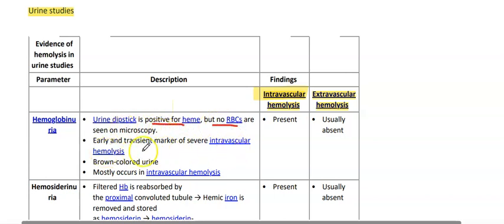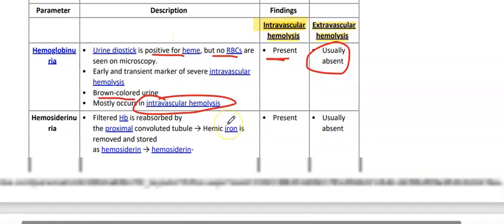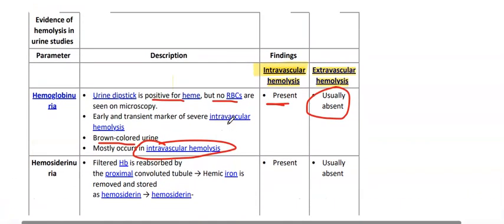It is an early and transient marker of severe intravascular hemolysis. There will be brown colored urine, mostly occurring in intravascular hemolysis. So it will be present in intravascular and usually absent in extravascular hemolysis. Then we look for hemosiderinuria. Filtered hemoglobin is reabsorbed by the proximal convoluted tubule as heme. Heme iron is removed and stored as hemosiderin.